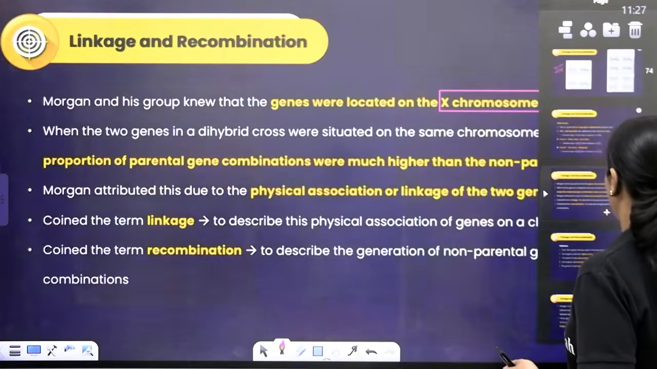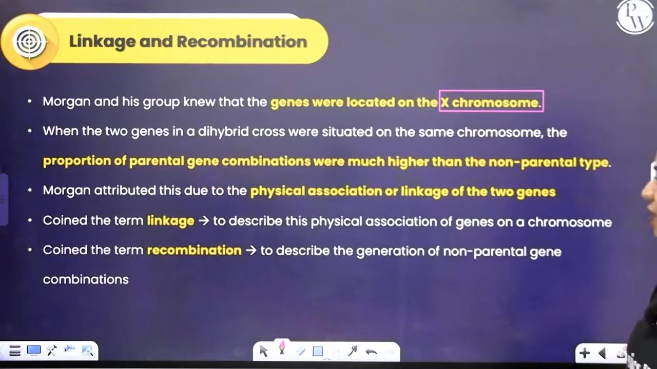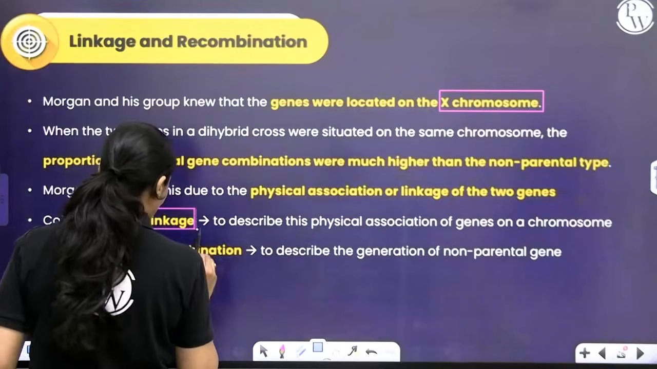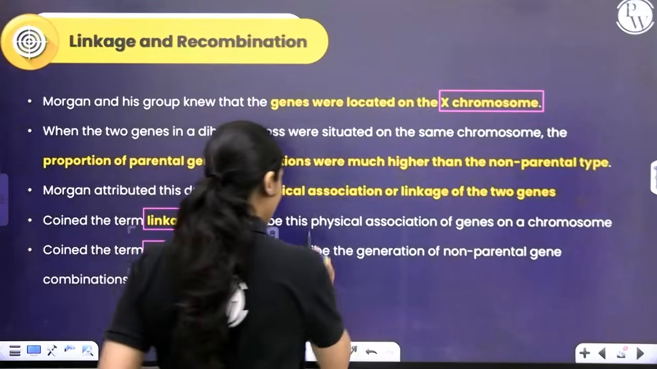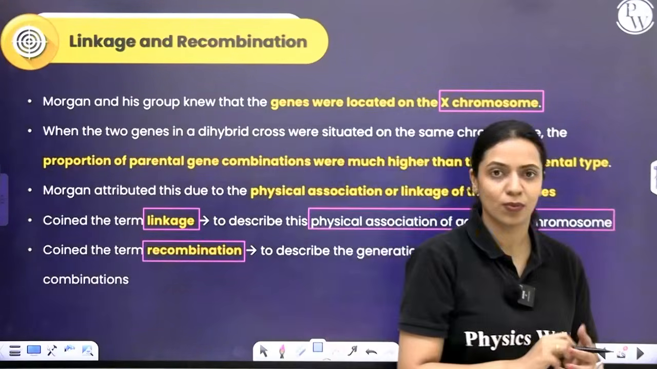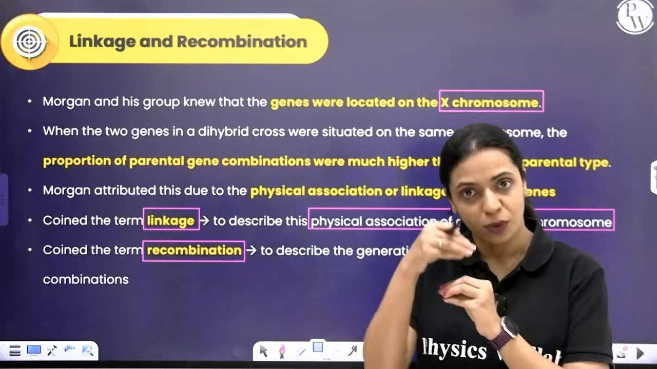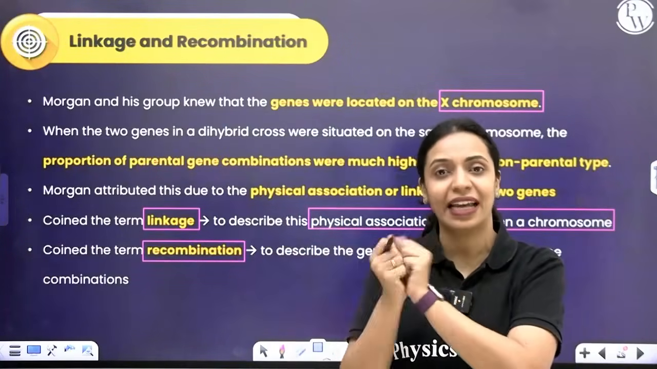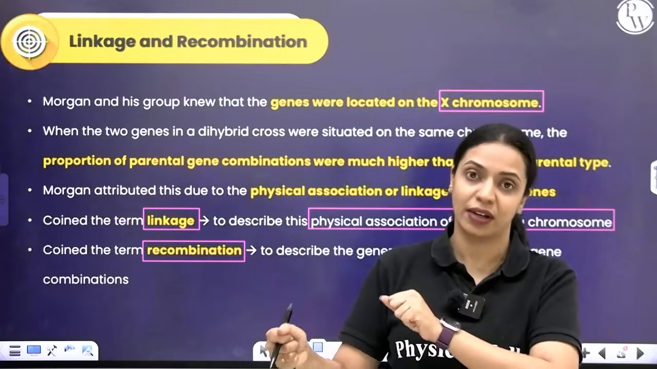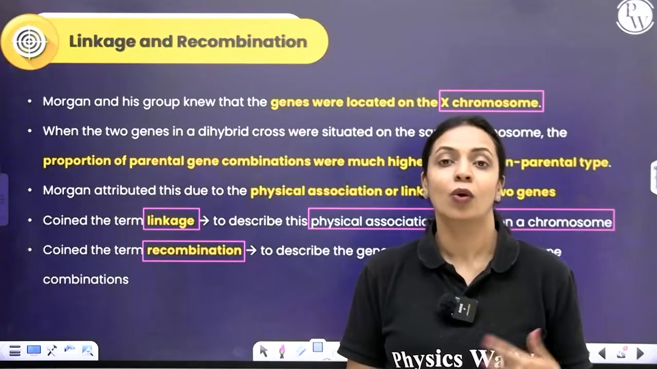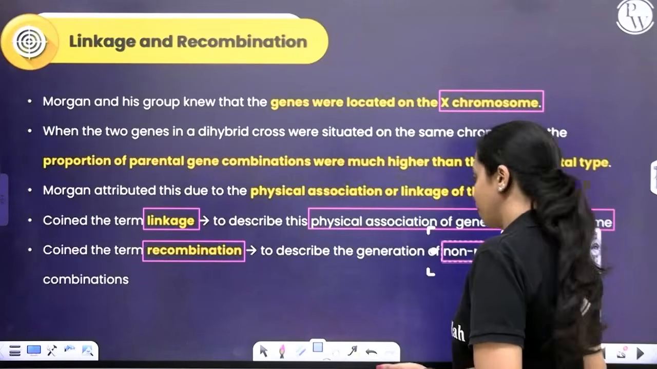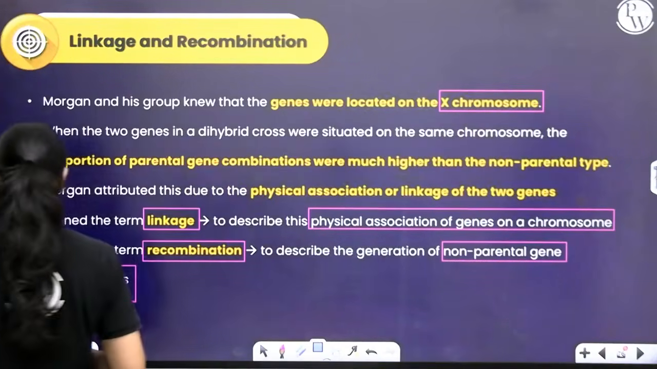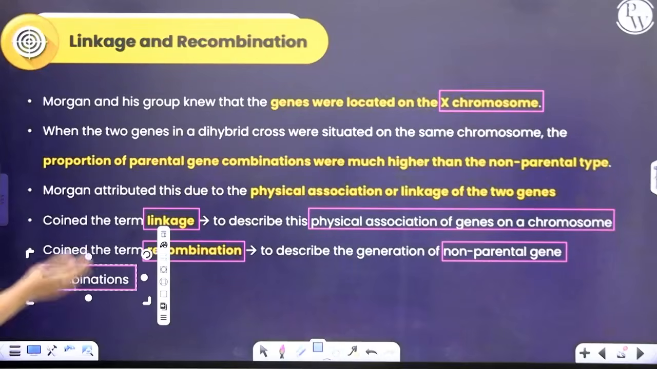Okay? So here, he coins two terms, linkage and recombination. Linkage is a term that is used to describe the physical association of genes on a chromosome. If there are genes on a chromosome, then all of that DNA is connected. They are physically attached to each other, right? They are physically associated with each other. That is linkage. What is recombination? Recombination is the generation of non-parental gene combinations. Whatever newer combinations we get, to describe that term, he uses recombination.